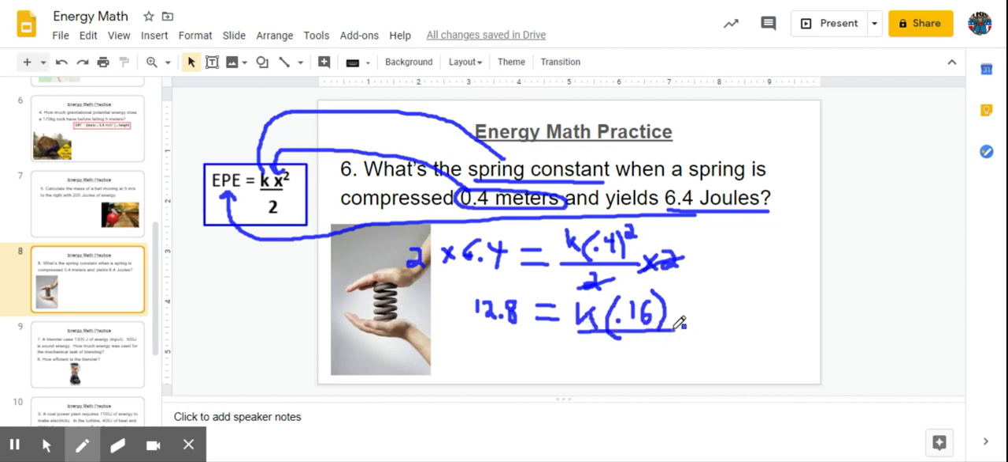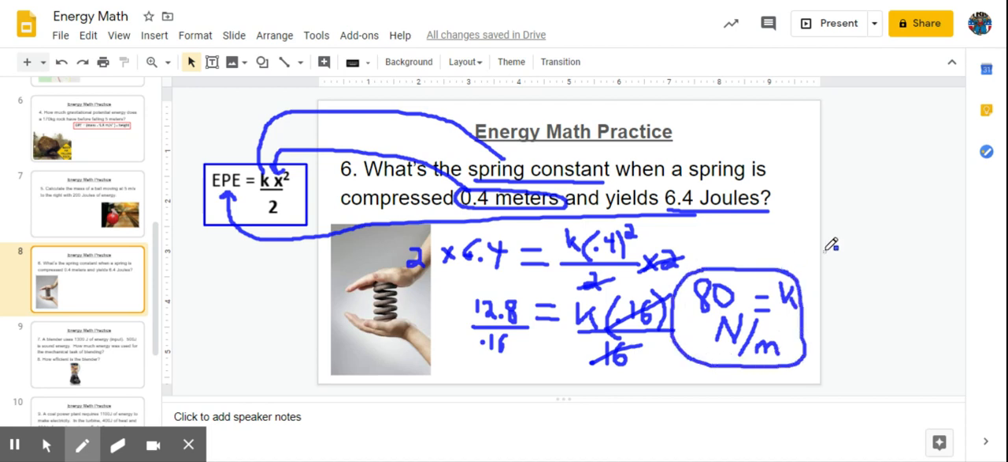I divide both sides by 0.16 to isolate that K. These will cancel out over here. That's going to leave me just with K on the right. And on the left, back to my calculator, 12.8 divided by 0.16 equals 80. Now, our spring constant is the amount of force, that's newtons, divided by how far. So K equals 80 newtons per meter. 80 newtons per meter for my spring constant in number 6.